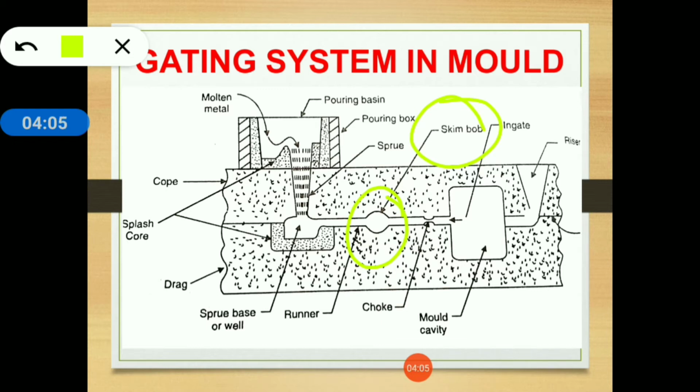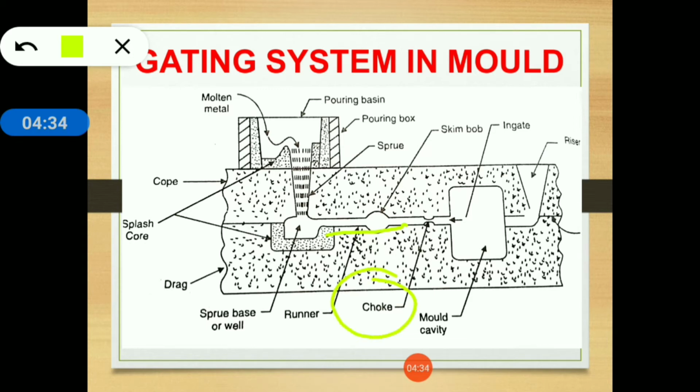and the gate, and due to this skim bob, if any impurities are available in your molten metal, then heavier impurity will settle down in the bottom part, and if lighter impurities are there, they will stick to this top part, and then pure metal will go to the next part.